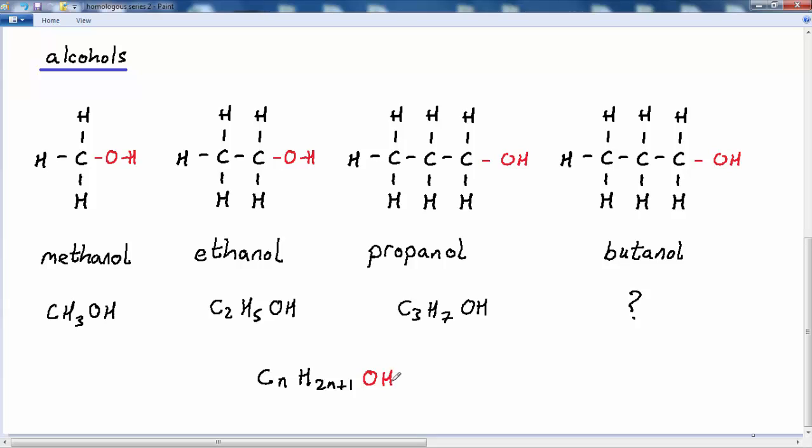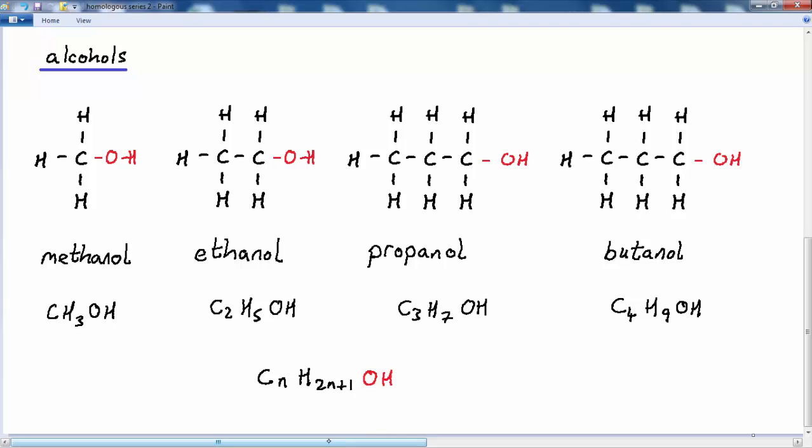Now that does not need to be written in red when you're defining the general formula. That's just to highlight the fact that we're identifying in the general formula the functional group, which is very important because that dictates the chemical properties. So there's our general formula for the alcohols, and again, using that general formula, we can now predict the formula for butanol. So that's going to be 4 carbons in the chain, C4, and then 2 times 4 plus 1, H9, and then OH.